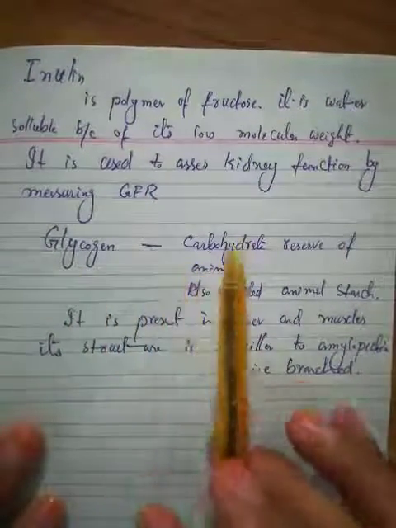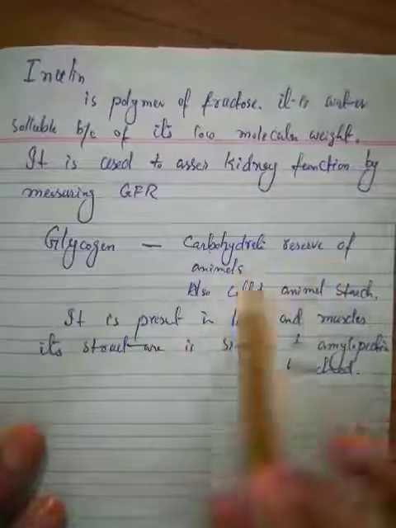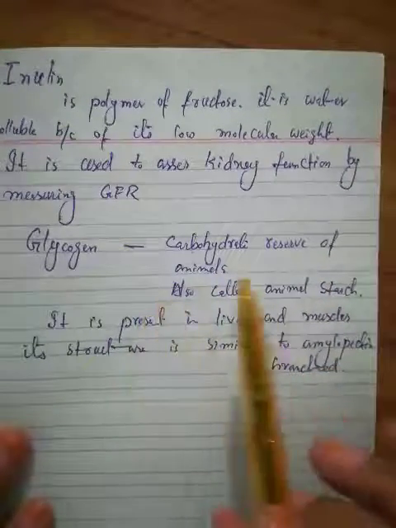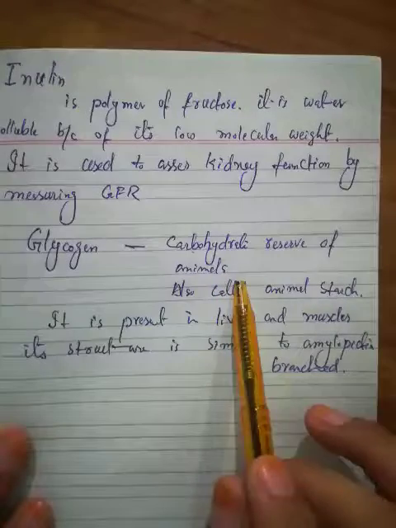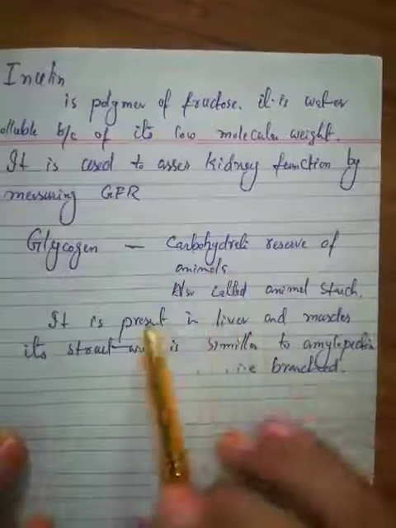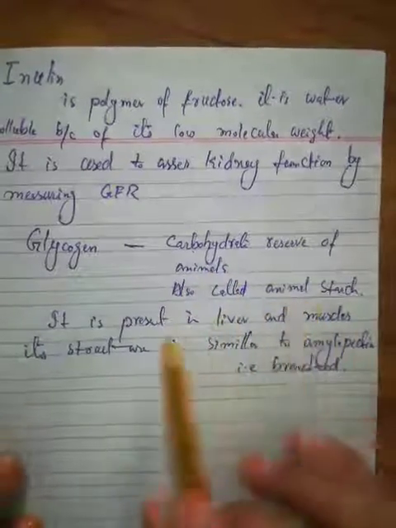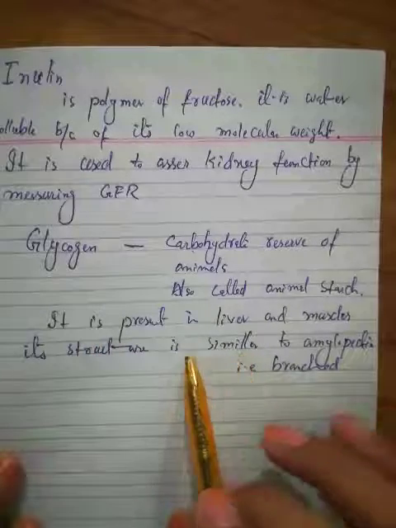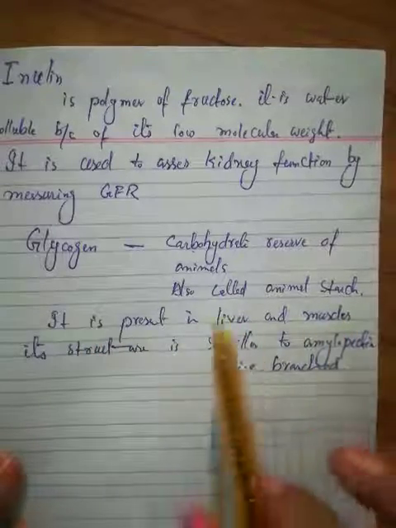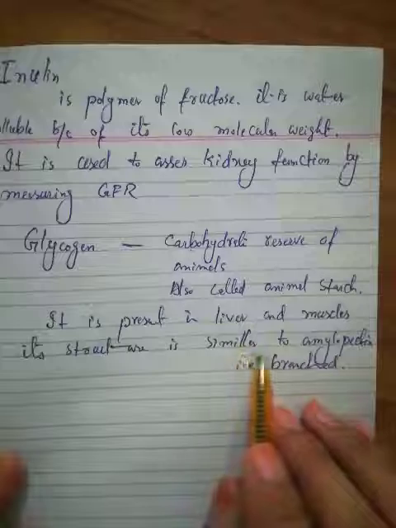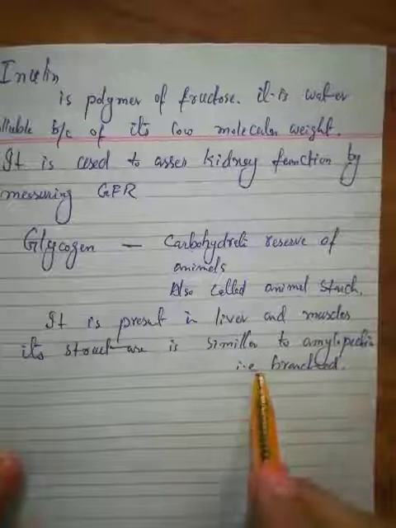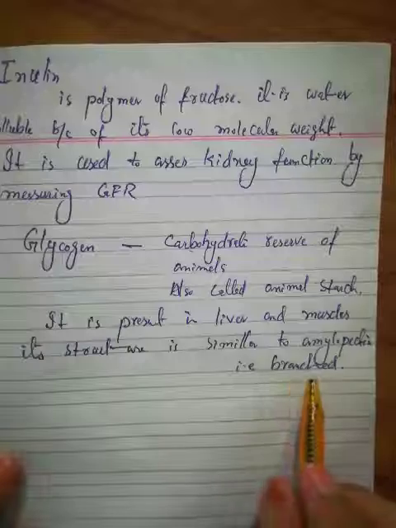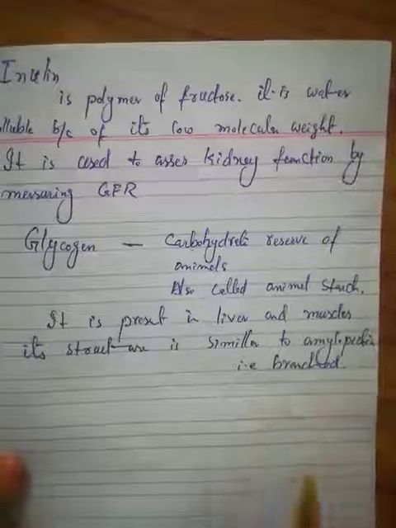Glycogen is the carbohydrate reserve of animals. We store our energy, we store excess carbohydrate in the form of glycogen. Glycogen is also called animal starch. Glycogen is present in our body in the liver and muscles. Its structure is similar to amylopectin, means branched, means it has 1,4-glycosidic bond as well as 1,6-glycosidic bond.